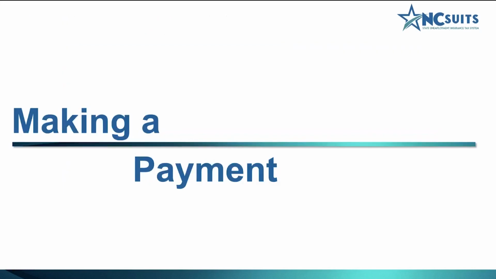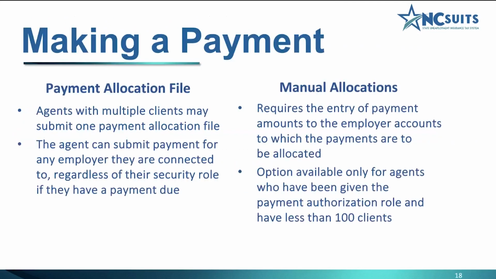The last thing we'll cover is how to make a payment on behalf of an employer by either entering allocations manually or by submitting a payment allocation file. For payment allocation files, agents with multiple clients may submit one file. The agent can submit payment for any employer they are connected to, regardless of their security role or if they have a payment due. Now, for manual allocations, the Make Payment function requires the entry of payment amounts to the employer accounts to which the payments are to be allocated.